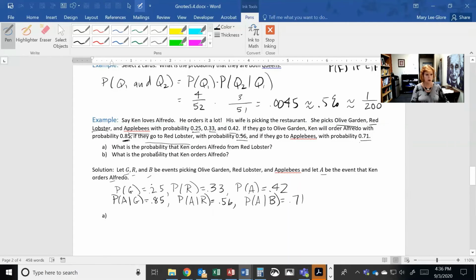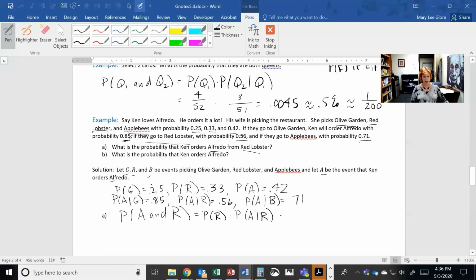The first question says, what's the probability that Ken orders Alfredo from Red Lobster? So this means A and R. In order for him to order Alfredo from Red Lobster, the wife has to pick Red Lobster, then he has to order Alfredo, both. By the multiplication rule, this is the probability of one of these, and since I have the probability of R, I'm going to start with that one, times the probability of the other event given the first one.